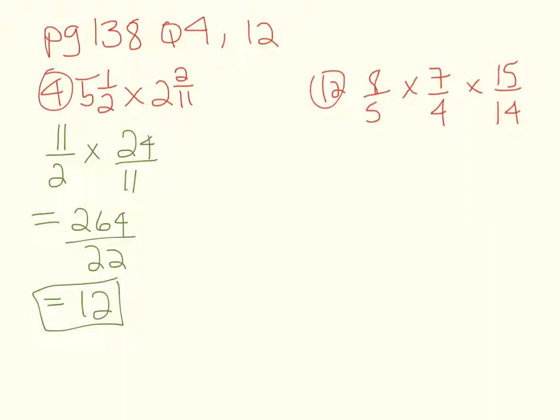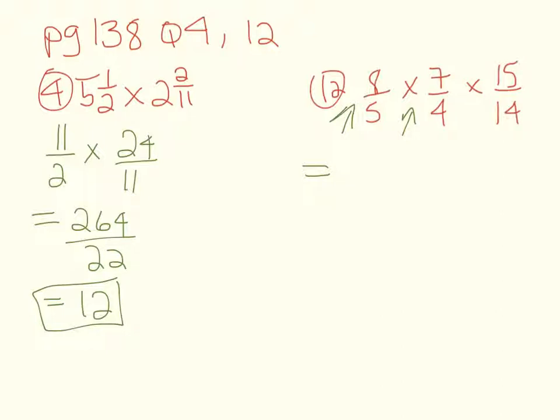Our second question is question 12, and this question we're working with 3 fractions here. So we have 8/5 multiplied by 7/4 multiplied by 15/14. Okay, so the question is already presented to you in an improper way, so we don't have to mix those up. So it's just a question of multiplying our numerators together and then our denominators together.